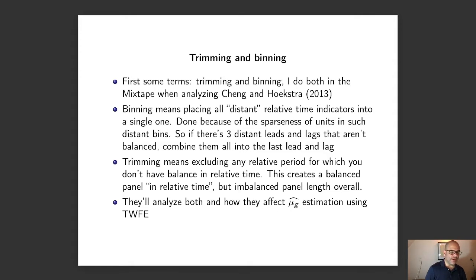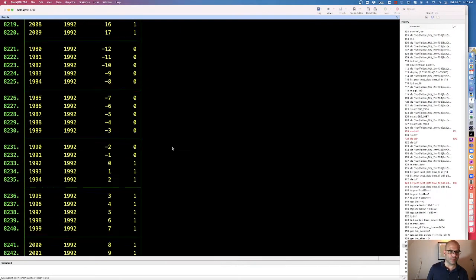Secondly, we have some terms here: trimming and binning. I do both in the mixtape when analyzing Cheng and Hoekstra. Binning means placing all distant relative time indicators into a single dummy. That's what binning means. We did it just a second ago. Remember when we were doing this binning?